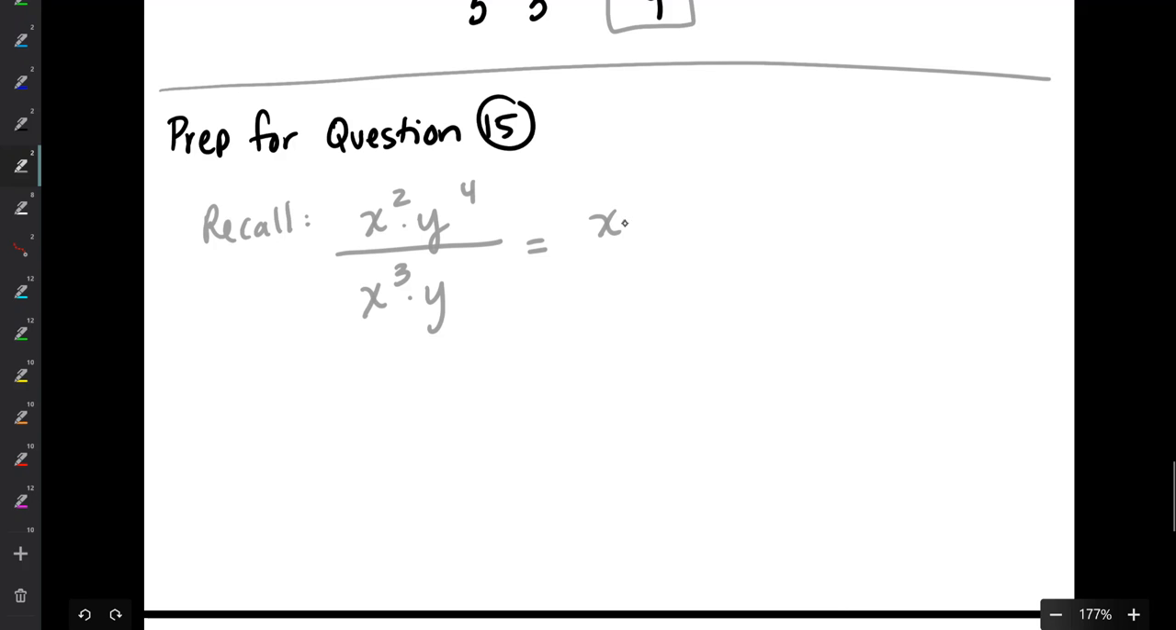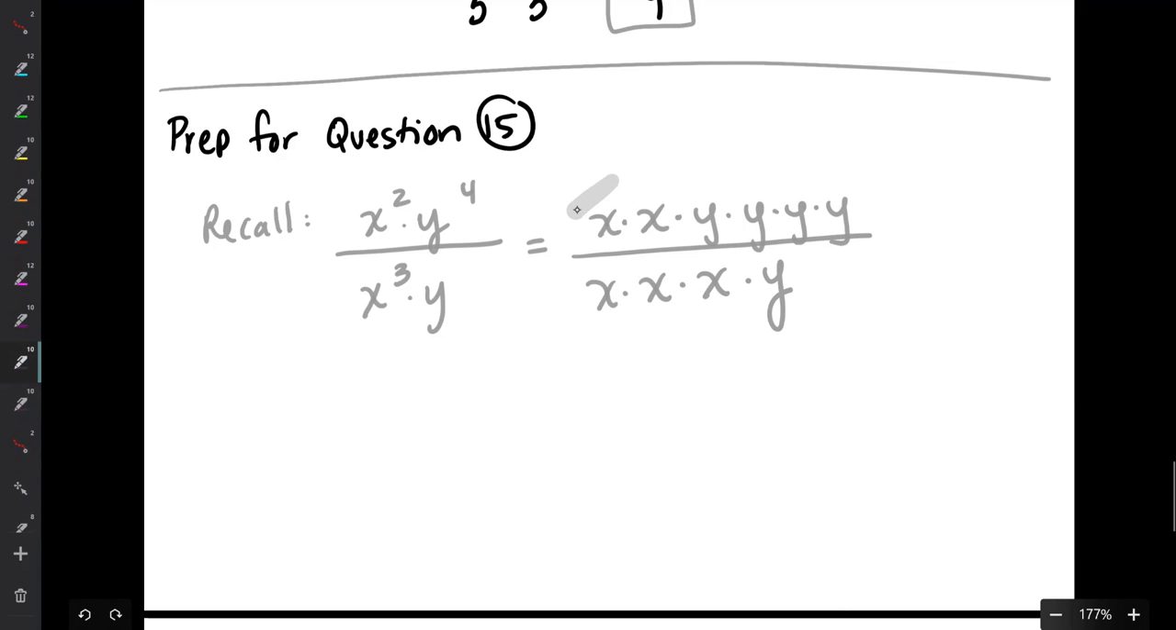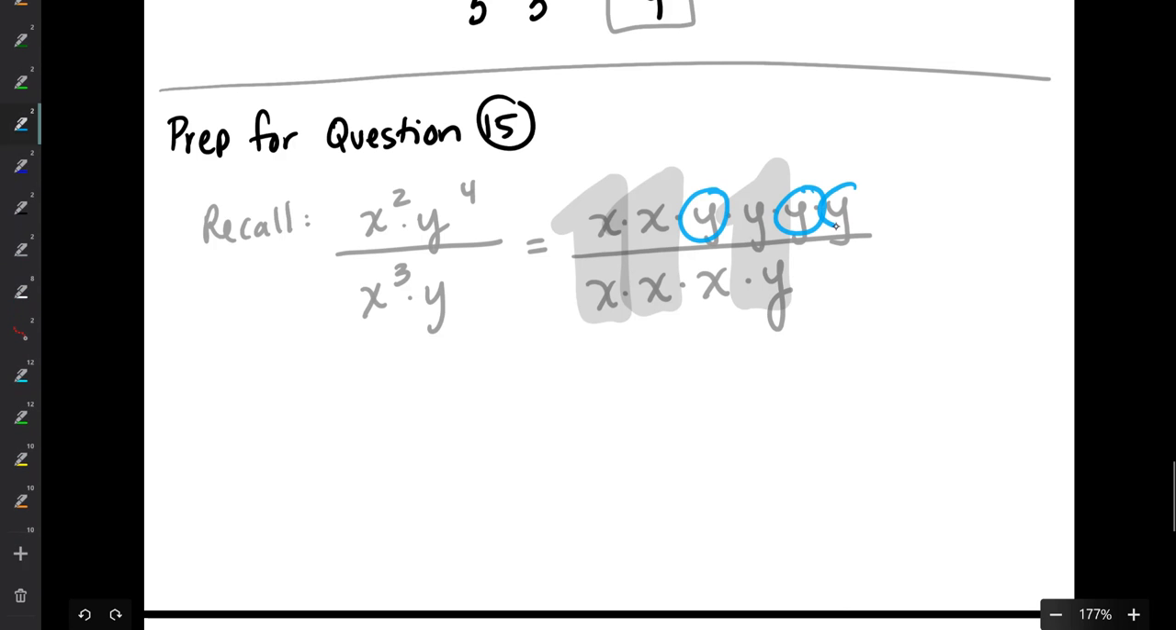x squared is x times x. y to the fourth is y times itself 4 times. x cubed is x times x times x. Then we're multiplying by one more y. You can see that we have secret times ones here. And what's left over is a y times y times y in the numerator and an x in the denominator.